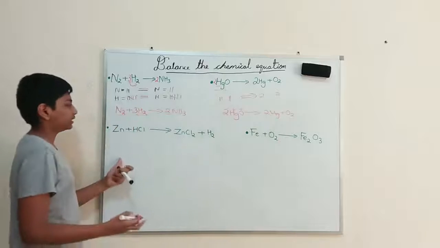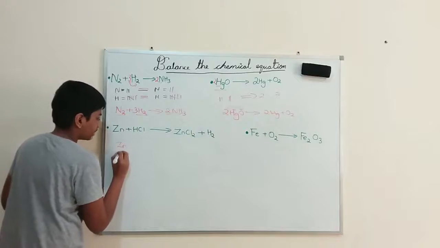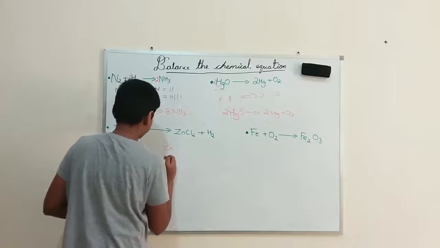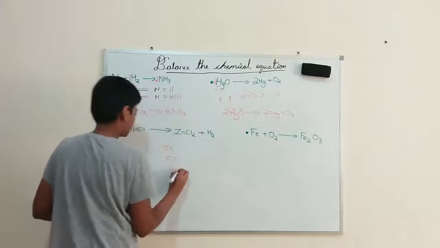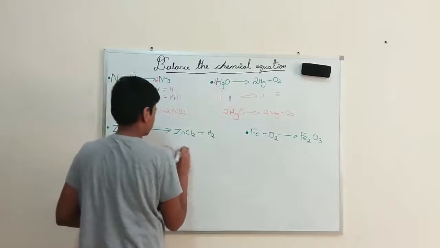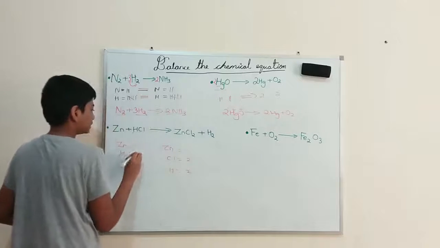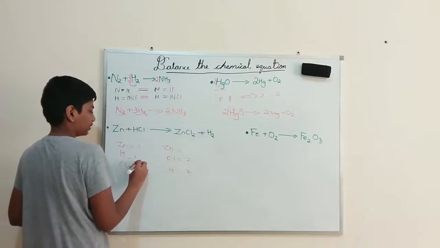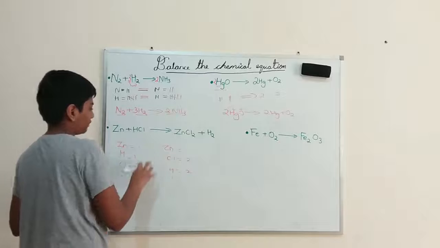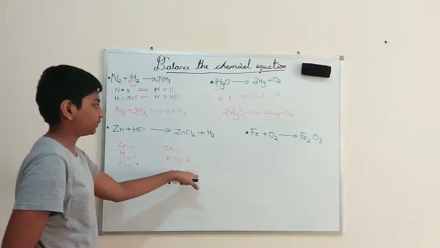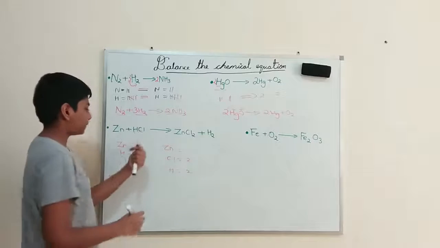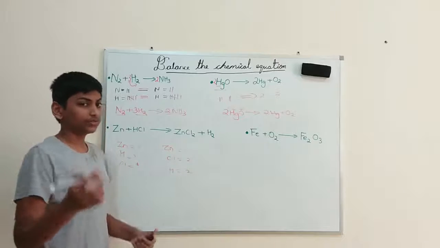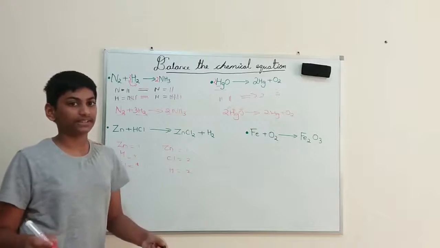So let's come over here. There is zinc, hydrogen and chloride, and over here zinc, chloride and hydrogen. Hydrogen there are 2, chloride there are 2, zinc there is 1. Here zinc is 1, hydrogen is 1, chloride is 1. Same, everyone is 1, and here both of them are 2. So what should I do? I should get 2 hydrogens and 2 chlorines. So for that I should multiply them with 2.